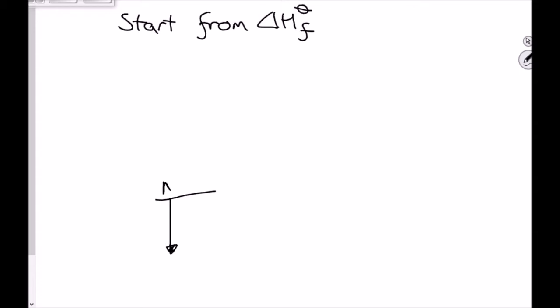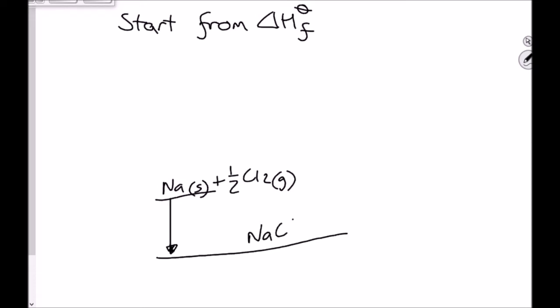So if we look at the enthalpy change of formation, we need to form 1 mole of a compound from its elements in their standard state. So there we've got sodium solid, half Cl2. That's going to make NaCl, 1 mole of NaCl solid. I'll put in again delta HF for you there.